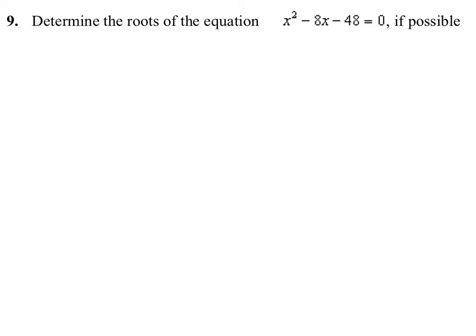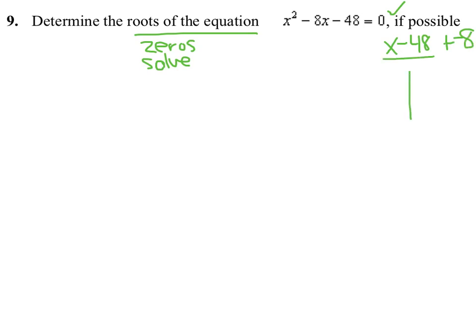All right, last but not least, determine the roots of the equation. It's the same thing as asking for the zeros, the same thing as asking you to solve. So we have to factor, or first set it equal to 0, but it already is. Second step is to factor. So what two numbers multiply to a negative 48 but add to a negative 8 at the same time? So we write down all of the factors of 48.